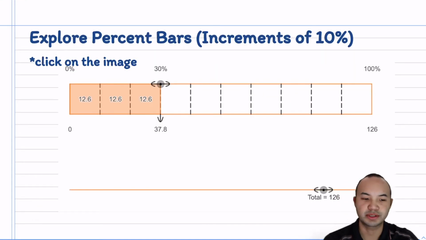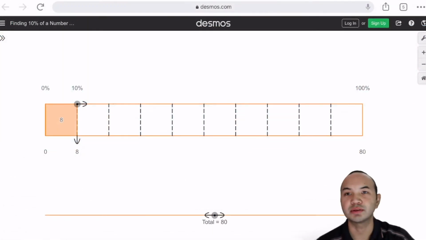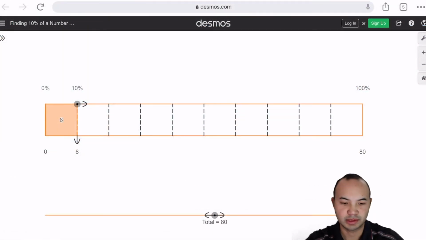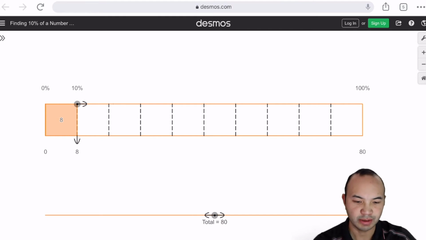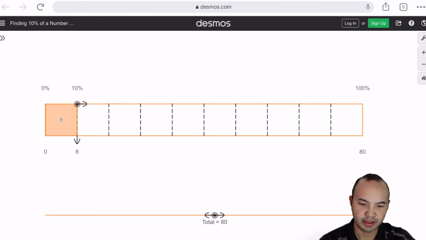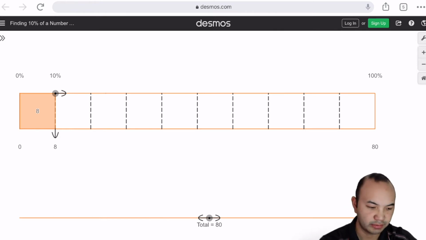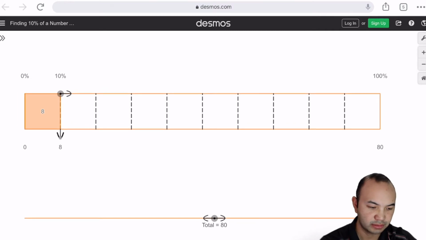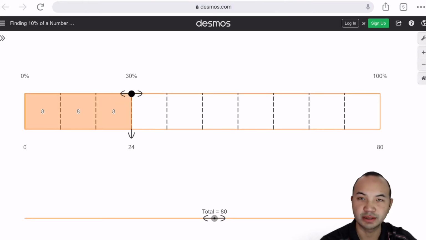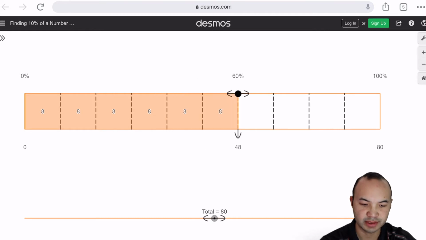Okay, so let's explore some percent bars right now. This is linked over here in the slideshow, and I'll put a link in the YouTube description as well. As you can see here, you have a bar, and we're calling this 80. So on the bottom it says 80. We're going to try to find 10% increments of 80. You can see this bar is split up into tens. Every time I move it over to the right, that's another 10%, 40%, 50%, 60%.